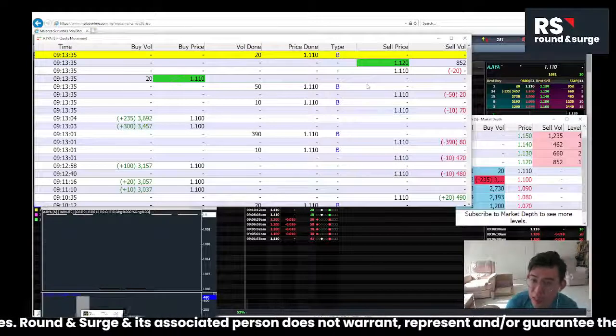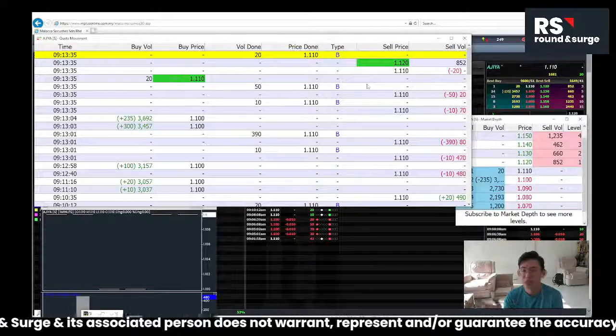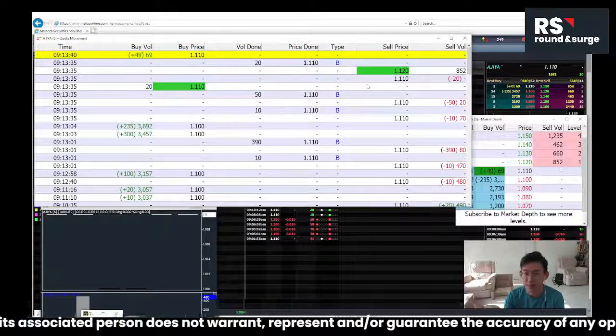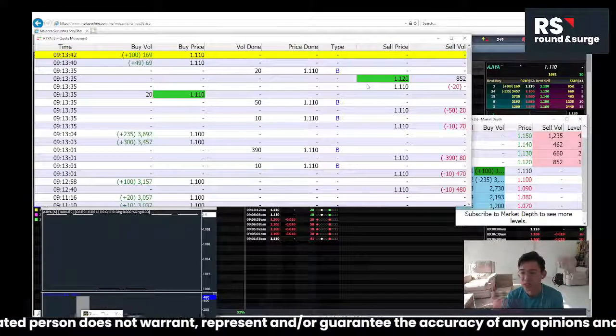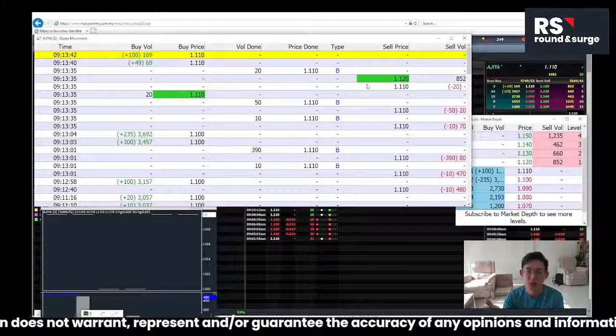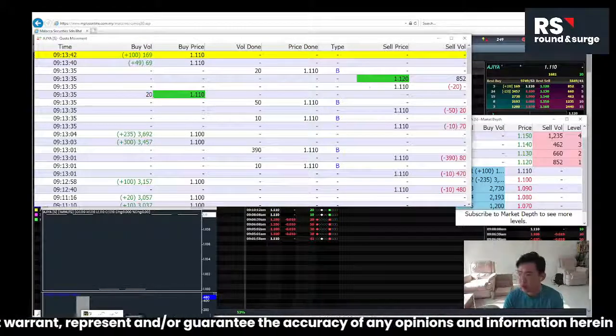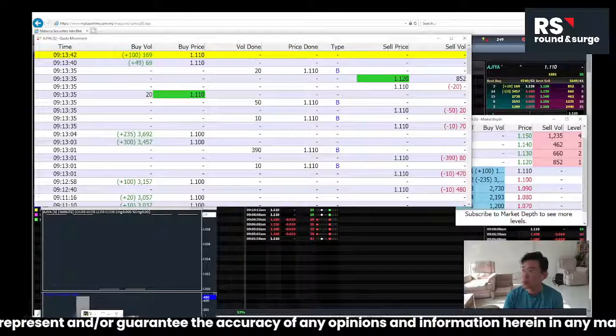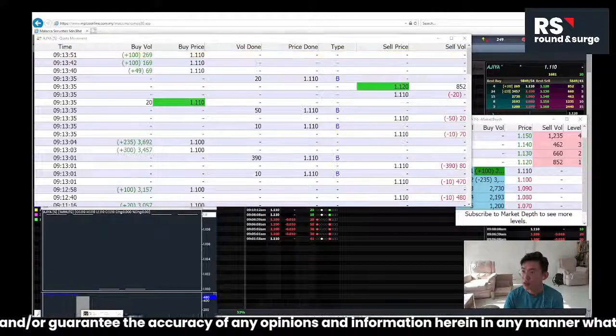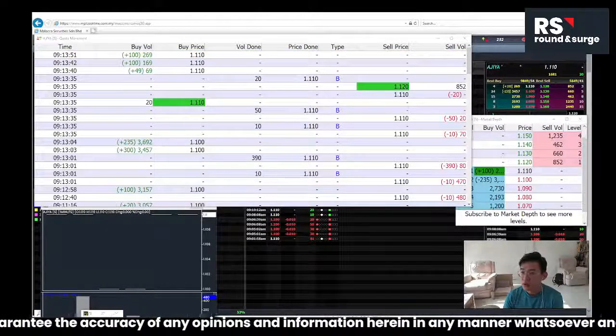Okay, 111 is clear. Usually if they want to clear something, they will clear very fast. Just within 1 second, they will clear it off, whether the sell order is 1,000 or maybe 10,000. So this is the time. Just get ready.